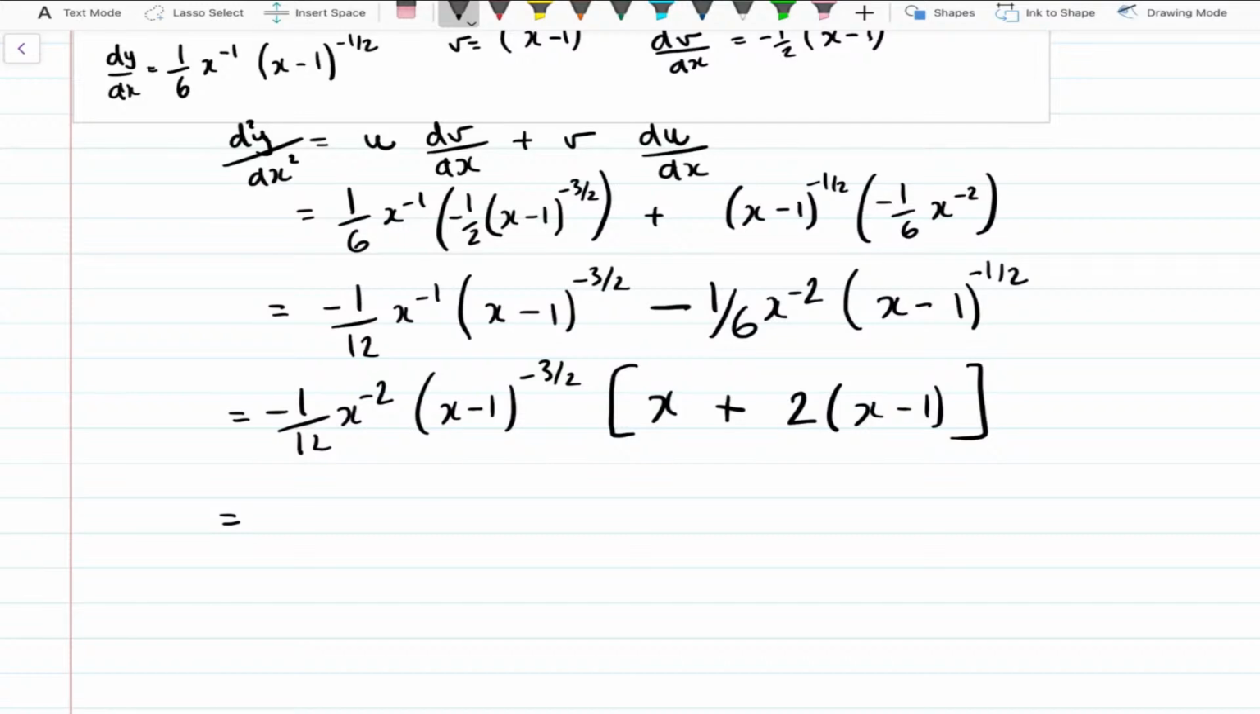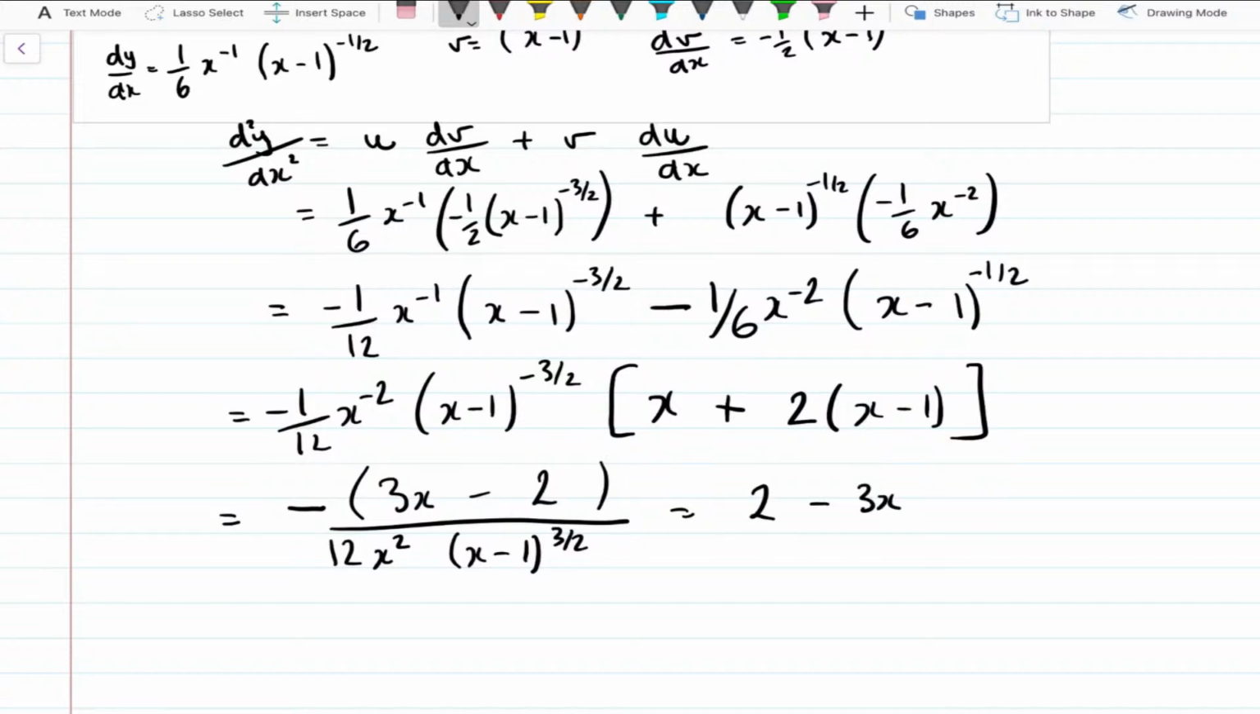So let's deal with all of this at the bottom. So it's going to be minus there all over 12x squared x minus 1 to the power of 3 over 2. And this here is going to be 3x minus 2. So that's minus all of that, which is just going to be equal to 2 minus 3x all over 12x squared times x minus 1 to the power of 3 over 2. Brilliant, there we go. Woof.